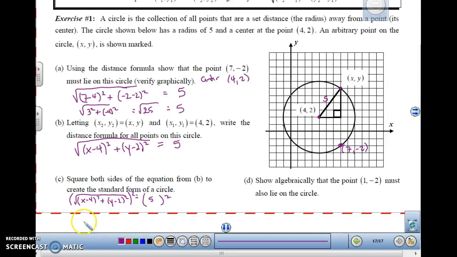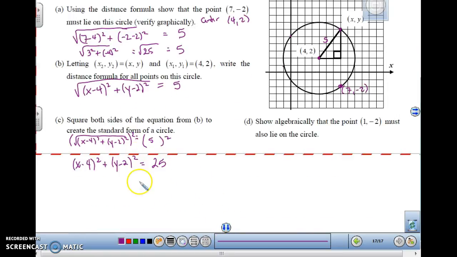What happens when you square a square root? It cancels it out. I'm left with x minus 4 quantity squared plus y minus 2 quantity squared equals 25. So that is the equation of my circle.